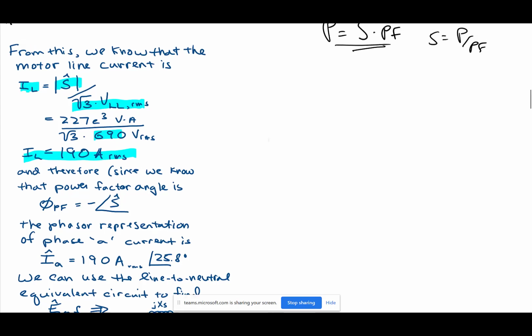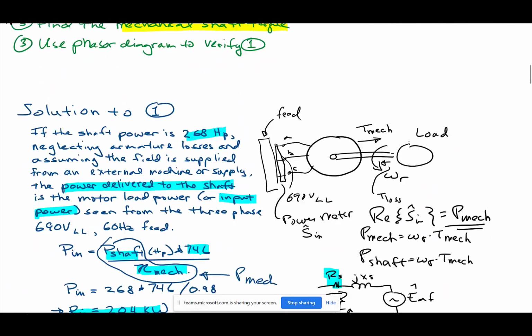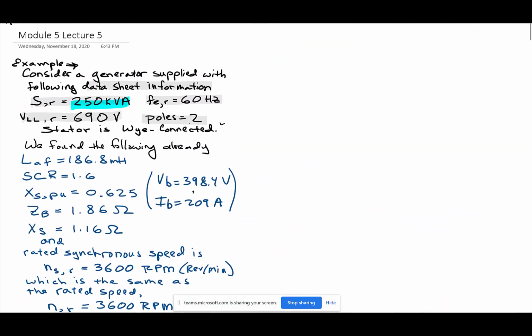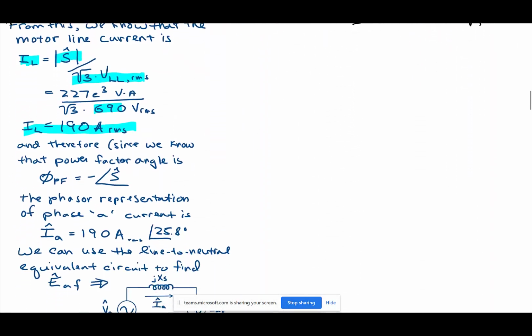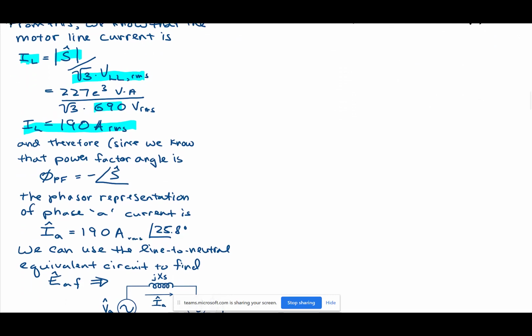Again, going up to the specs for the machine, we found a base current, which actually is the rated current. It's 209. So we're less than that. We're running at 190.